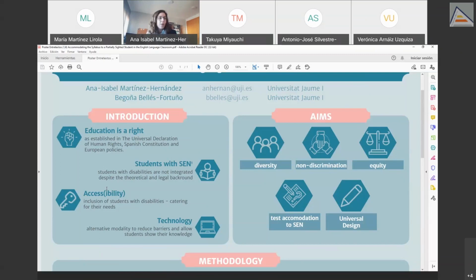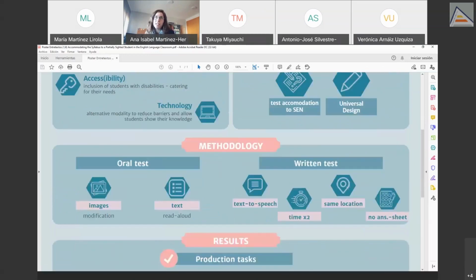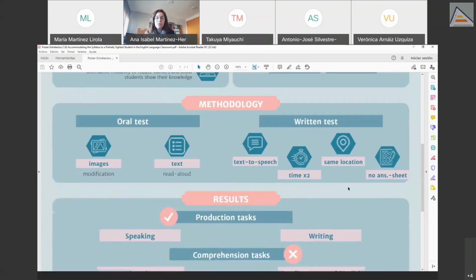So we wanted to provide this accessibility to students and cater for their needs, and we did that through the use and the help of technology. Technology is everywhere right now. So our aims were to cater for diversity, to avoid discrimination, have some equity in the classroom, right, to be equal and provide equity. And we wanted to accommodate the test. And we tried to use certain guidelines that define a universal design.